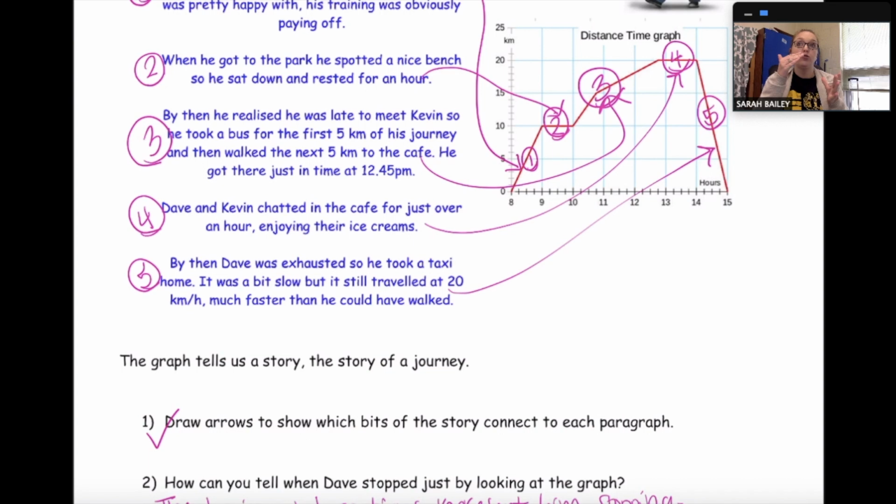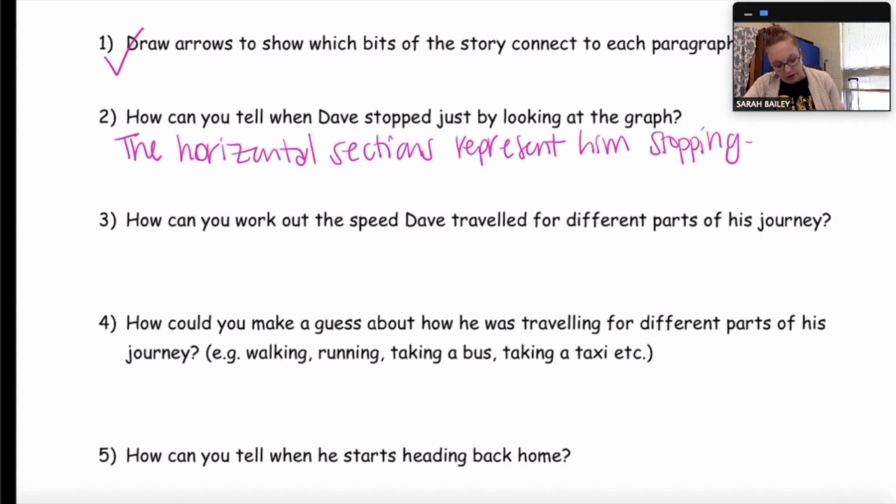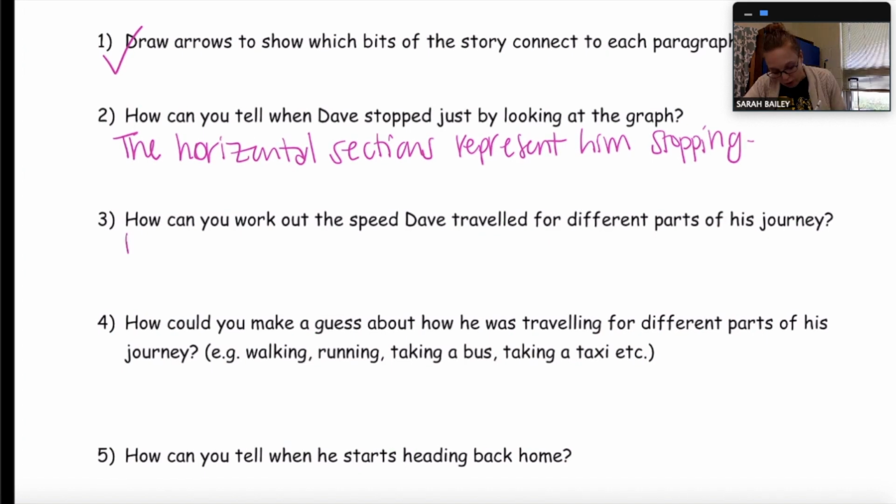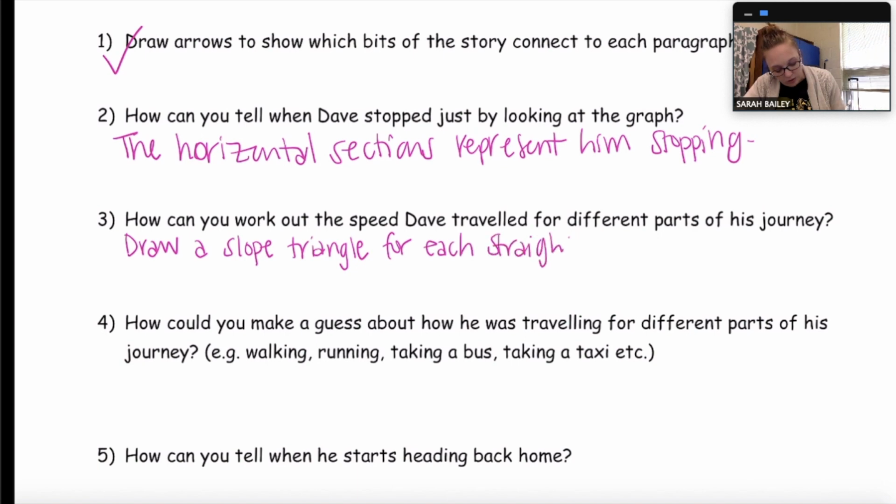Everywhere where you have a straight line, then this whole graph is made up of several pieces of straight lines. So I could find the slope. I could use a slope triangle for each of those if necessary. So how can we work it out? So draw a slope triangle for each straight line segment.